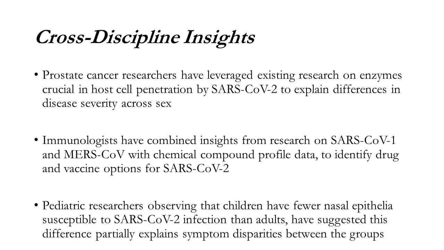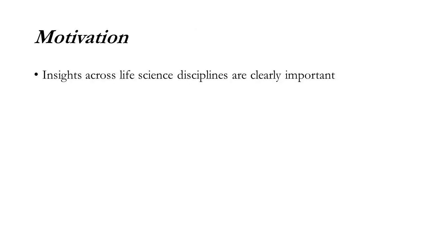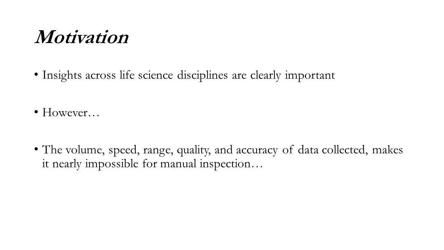Pediatric researchers observing children have found fewer nasal epithelia susceptible to SARS-CoV-2 infection when compared to adults. They've also suggested that this difference partially explains symptom disparities between the groups. Look, insights across life science disciplines are clearly important, but look, there's too much data. Volume, speed, range, quality, all of these things make it difficult, nearly impossible in fact, for manual inspection. Even if you're an expert, you can't know everything.